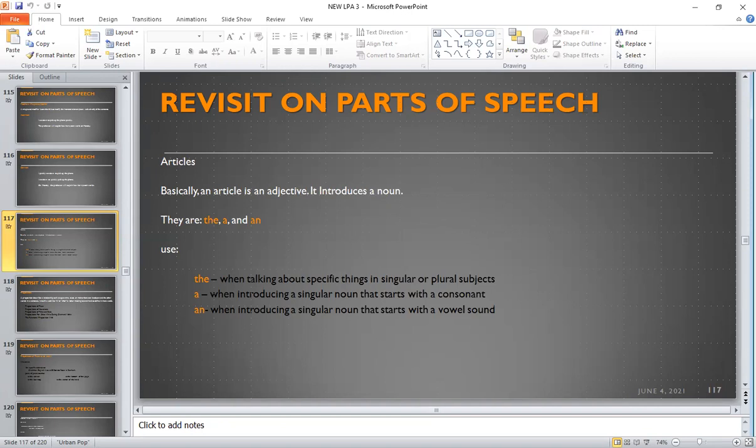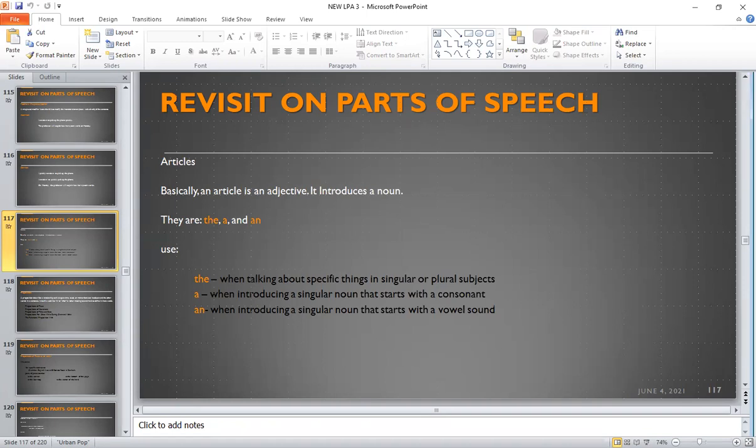I usually send out a message if they incorrectly placed the articles in their statuses, especially if it's in English. I would usually advise them to correct it. This is because when I'm reading it, it doesn't sound nice. It doesn't look nice because of the misplacement of the article or the usage of the article.